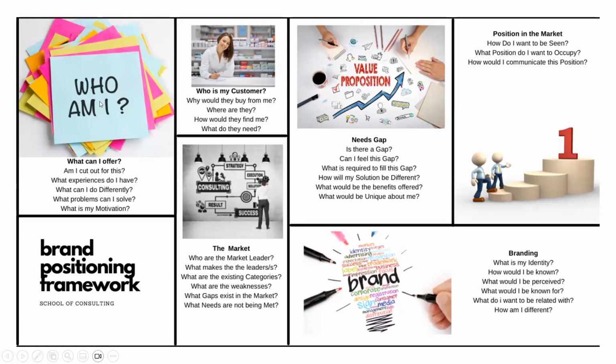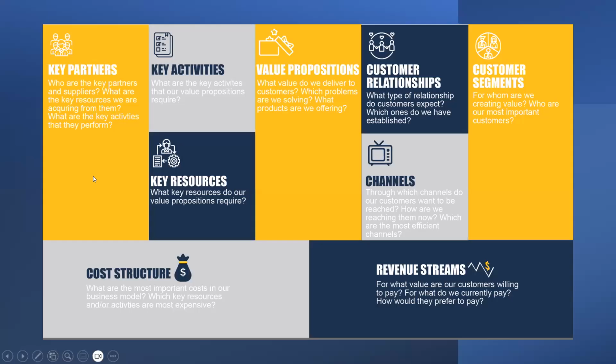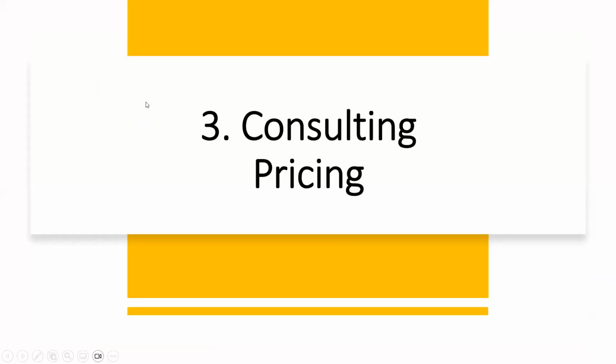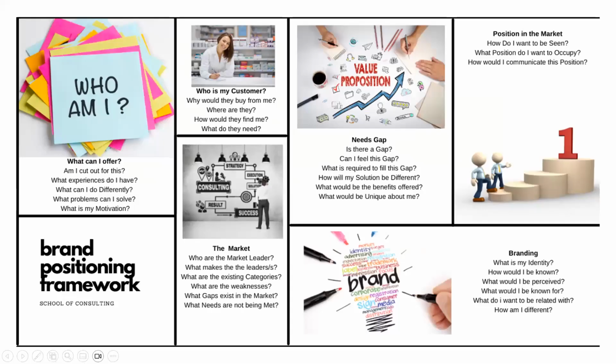It starts with you as a consultant. What can I offer? What is my motivation? What problems can I solve? And what can you do differently? What experiences do you have? Again, it's looking at you as a person. If you remember here, we said start with self, identify your expertise. Number 1 here. So who are you? What can you offer as a person? Number 2.